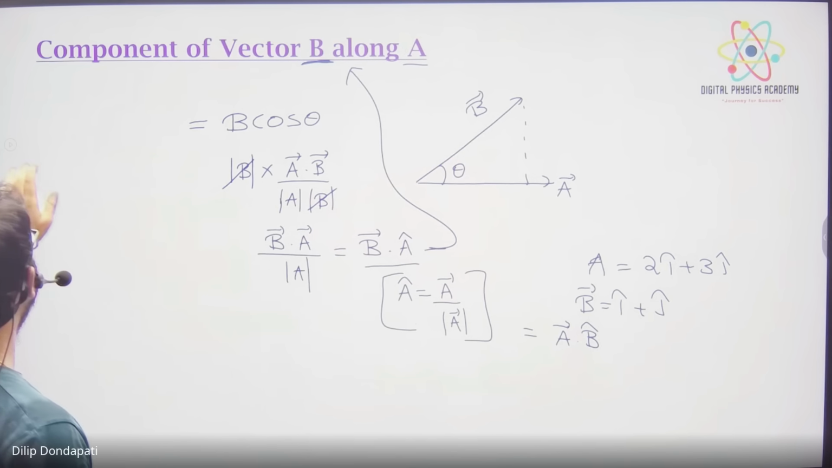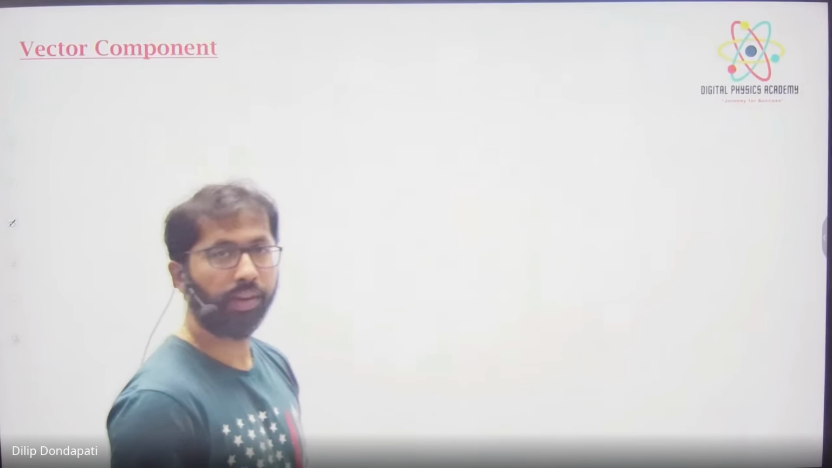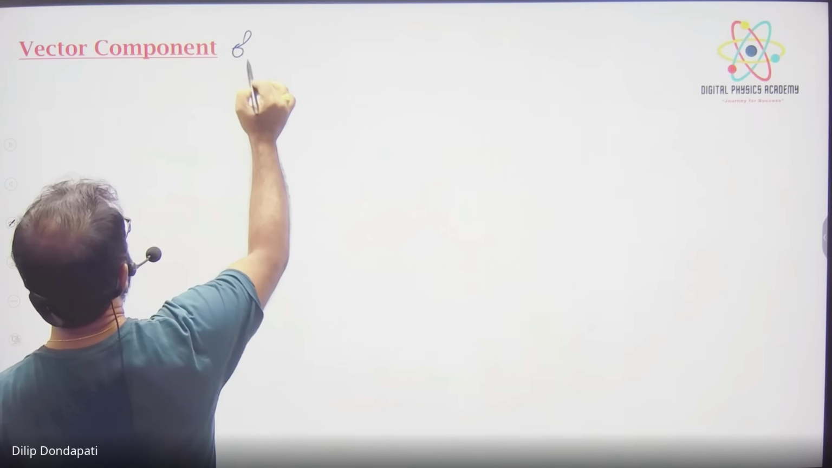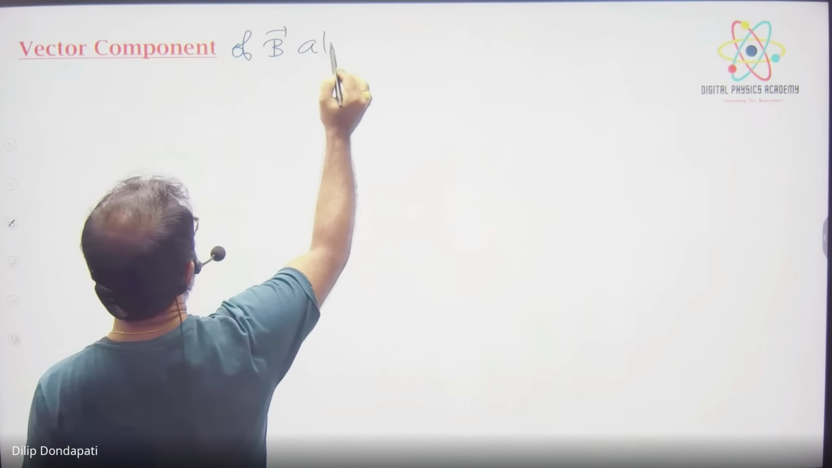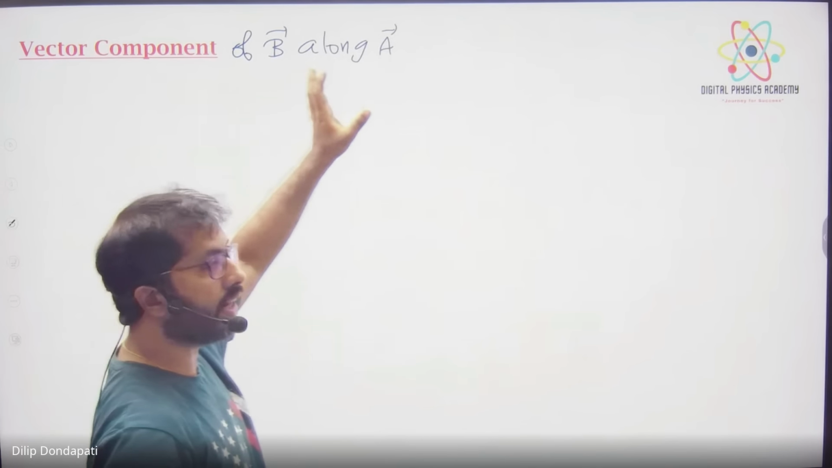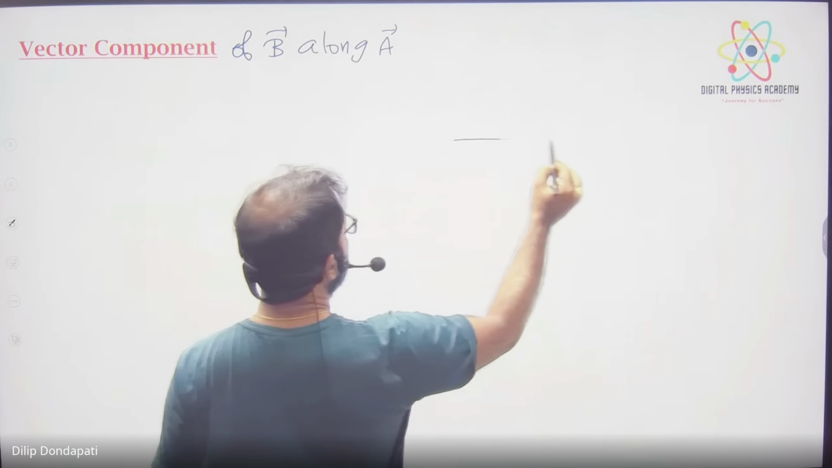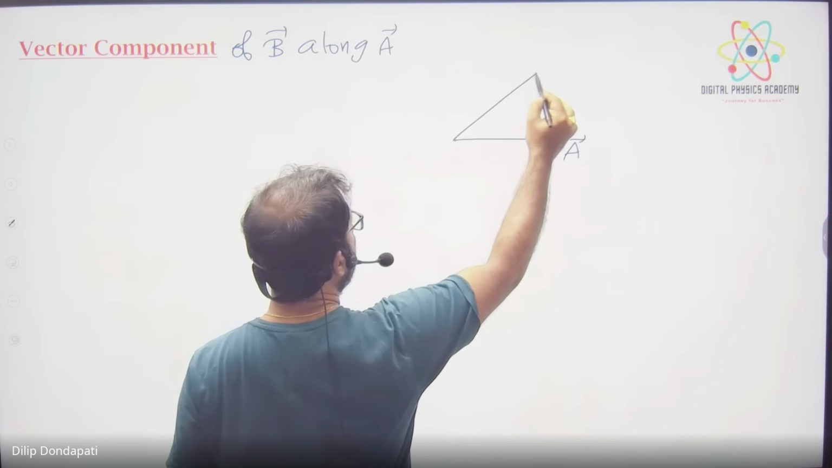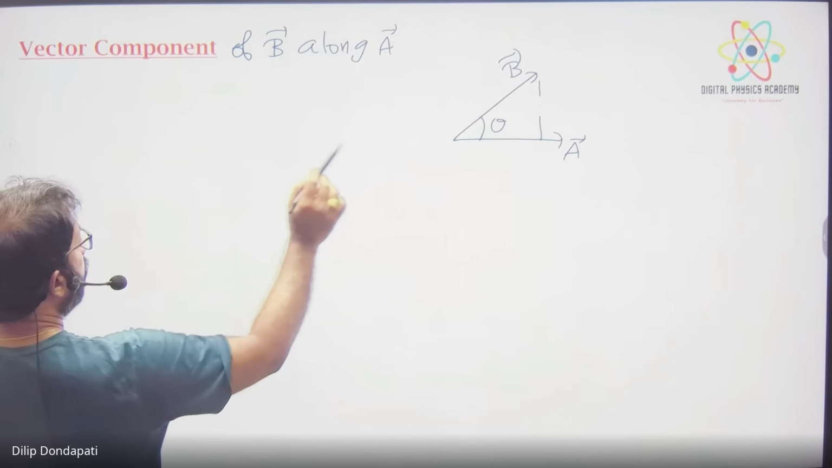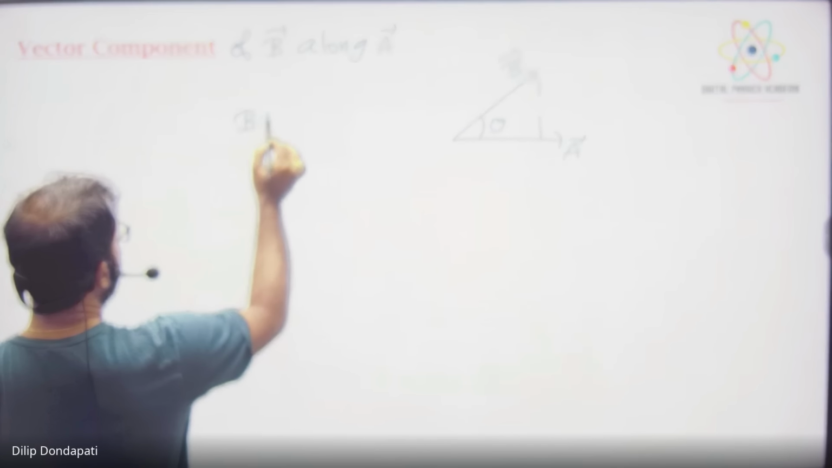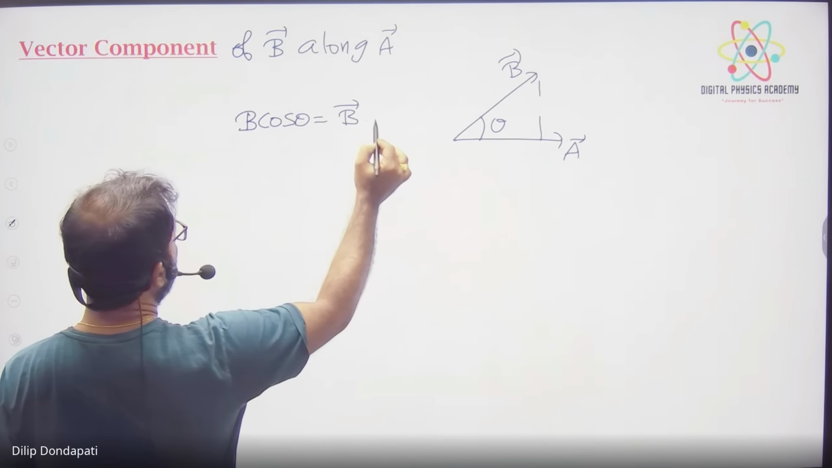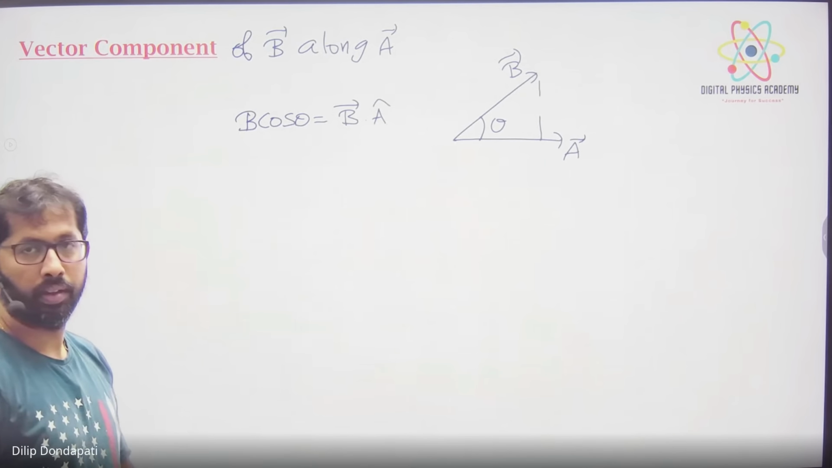Yeah. One small topic is vector component. Vector component, it will come very rarely. Suppose I want the vector component of B along A. Vector has both magnitude and direction, right? Suppose the same thing: this is A vector, this is B vector, and the angle between them is theta, right? Now tell me what is the component of B along A? We know the formula: B cos theta, or we can write it as B vector dot A cap, right?